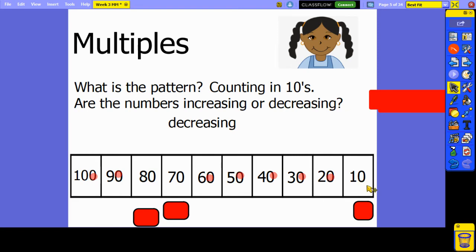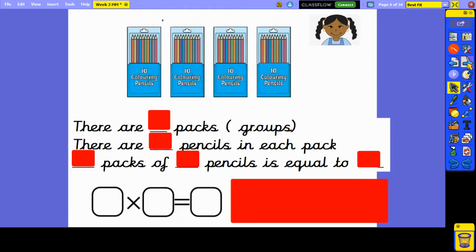Let me just double check. I'm more confident in counting in tens increasing. So I'm going to start at 10. Join in with me. 10, 20, 30, 40, 50, 60, 70, 80, 90, 100. Fantastic. I need my multiples of 10 to help me answer this next equation.